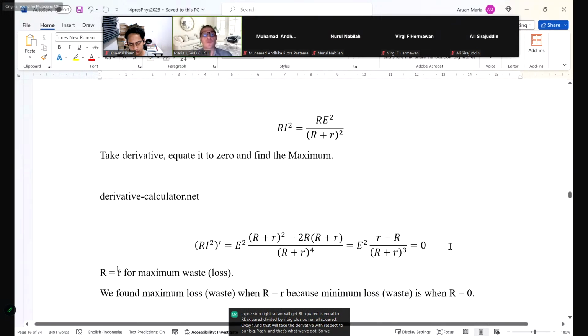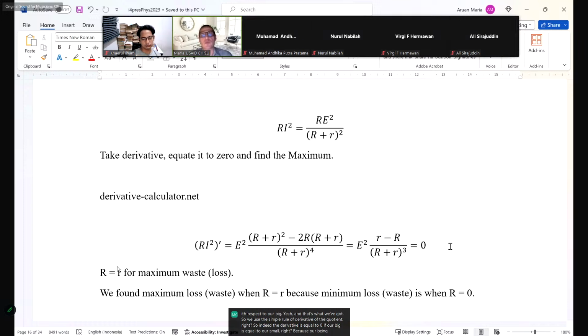So we use the simple rule of derivative of the quotient, right? So indeed, the derivative is equal to 0 if R big is equal to R small, right? Because R big cannot be 0, R small cannot be 0, so the denominator is positive. E squared cannot be 0, so only R big minus R small must be 0. So therefore, indeed, the maximum waste or loss is for R big equal to R small, yeah?